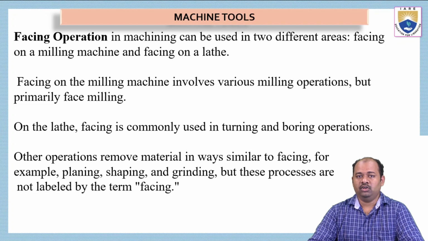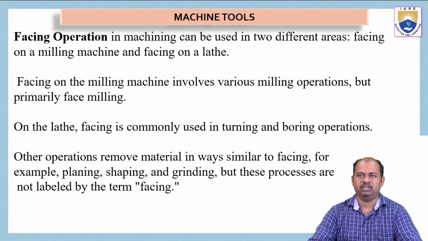Now, the facing operation is one of the important operations that can be performed on a lathe machine. In machining, facing can be done on two different types of machines: the lathe machine and the milling machine. So facing can be done on a milling machine also. As of now, we are studying the lathe machine, and we will study how it does the facing operation.